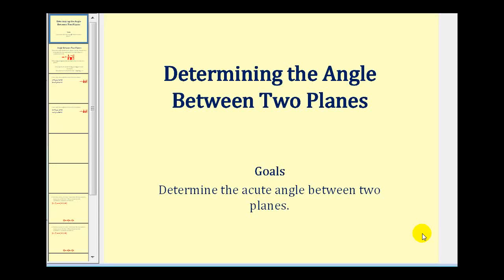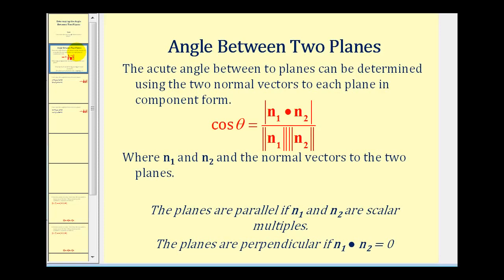Welcome to a video that will show how to determine the angle between two planes. The acute angle between two planes can be determined using the two normal vectors of each plane. The cosine of the acute angle theta is equal to the absolute value of the dot product of the two normal vectors divided by the product of their magnitudes.